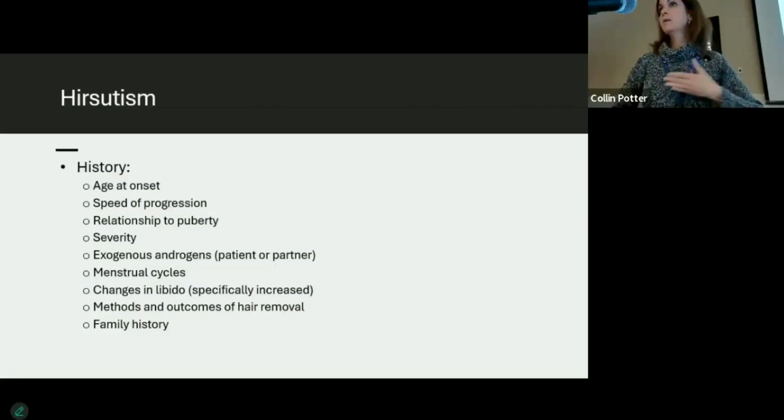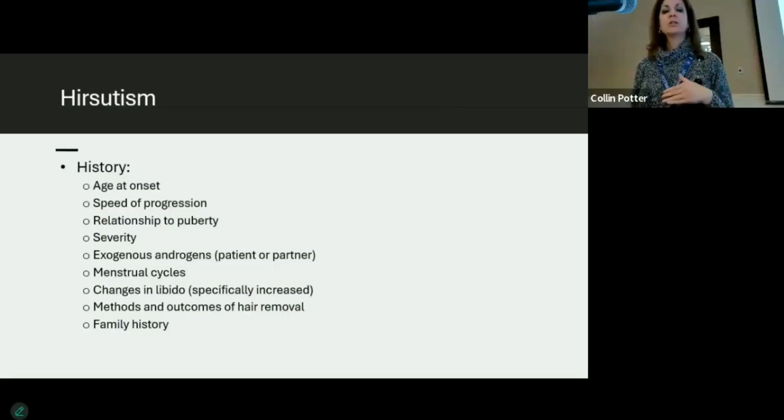They may get them from someone else, and they may not tell you about them unless you ask about them. And I mentioned the partners before. Specifically, changes in libido. When you're thinking about hyperandrogenism, you're thinking about increases in libido.